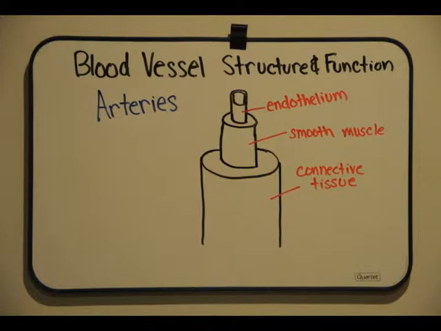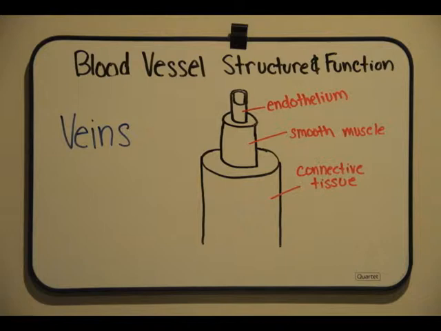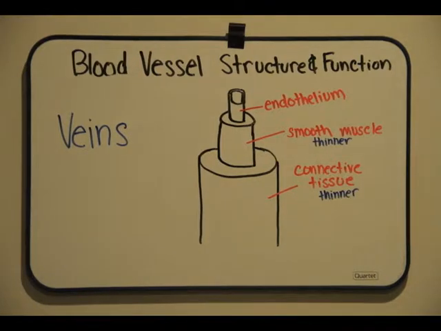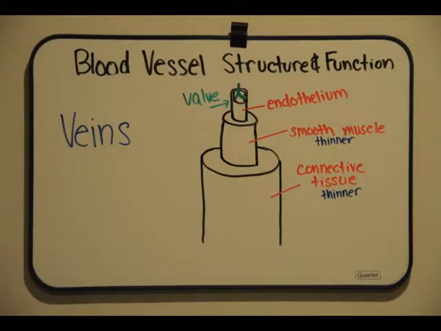Function. Blood is pumped at a rapid pace from the heart to the arteries. The thick walls of connective tissue and smooth muscle provide support for this rapid pumping. Veins have, from the outer layer to the inner layer, A. The same as arteries except thinner layers of connective tissue and smooth muscle. B. Valves that prevent the backflow of blood.